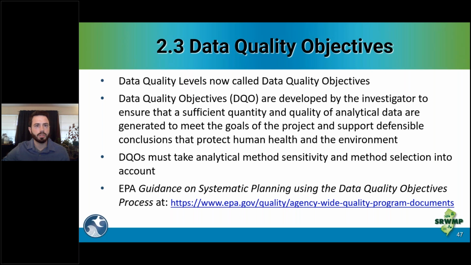Section 2.3, data quality objectives. The old manual used the term data quality levels. These are now referred to as data quality objectives. Data quality objectives are developed by the investigator to ensure that a sufficient quantity and quality of analytical data are generated to meet the goals of the project and support defensible conclusions that protect human health and the environment. Data quality objectives must take analytical method sensitivity and method selection into account. A link to EPA guidance on the data quality objectives process has been included. Next slide.